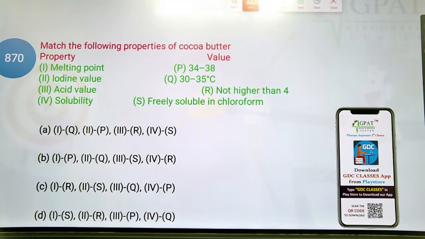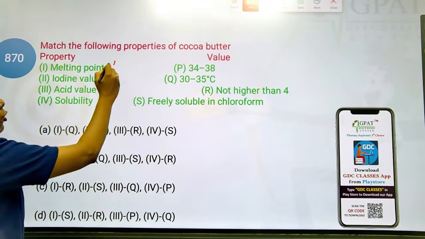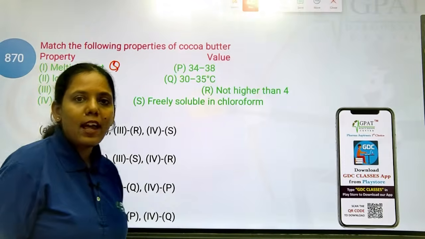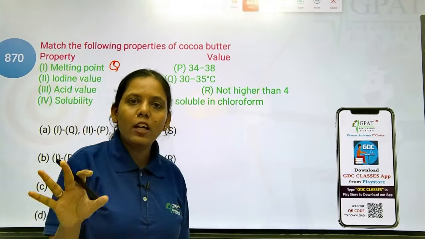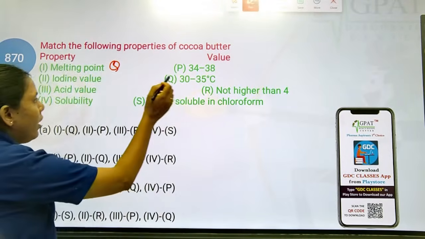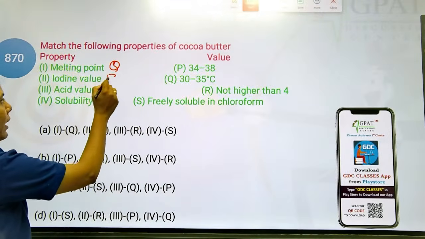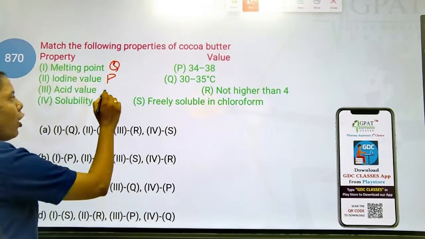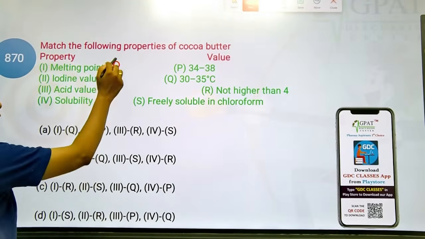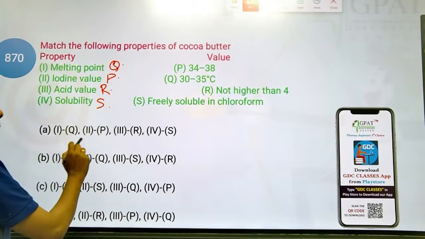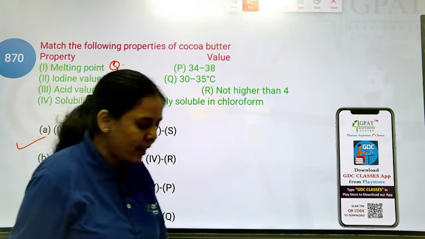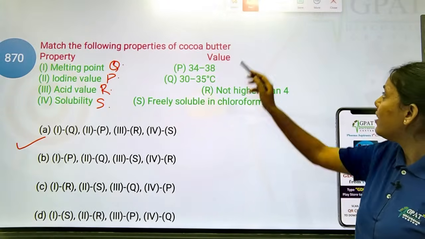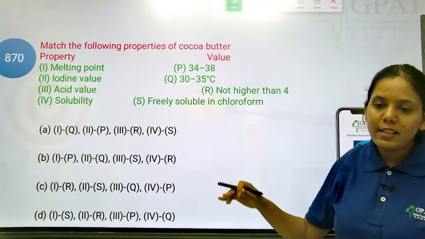See, melting points, obviously it will be in degree Celsius. So first is Q. Iodine value, I always say in the class also, remember iodine value is near to your melting point. So that is your 34 to 38. So that is your P. Acid value should not be more than 4. And this is QPRS. Option A is the right answer. Very good.